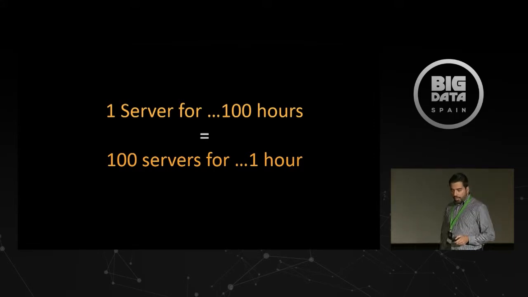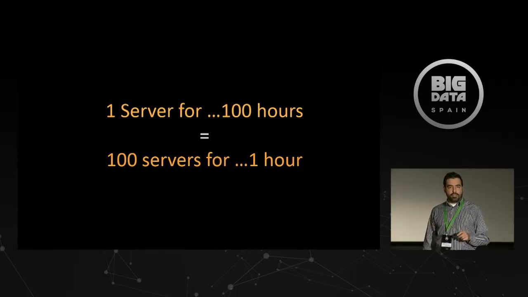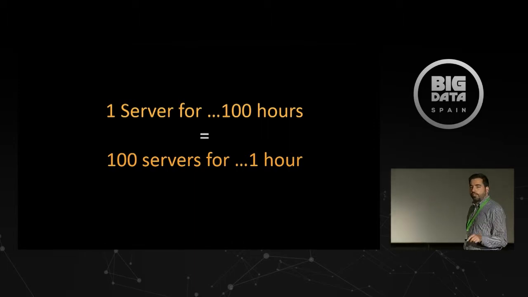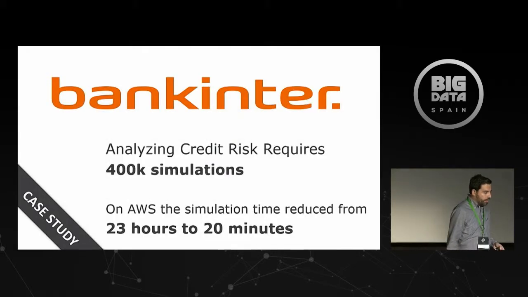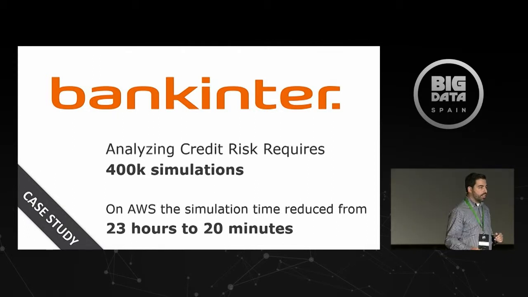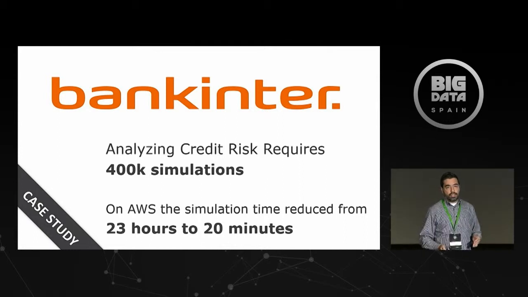It's actually even more than that. We can bid for unused capacity on AWS, what we call opportunistic computing, and we can get the same job done for a lower price. And here's an example where Bank Inter needs to analyze credit risk, and they need to run multiple simulations. By moving that workload into AWS, they were able to reduce the time from 23 hours to 20 minutes, just because they could run more jobs in parallel.